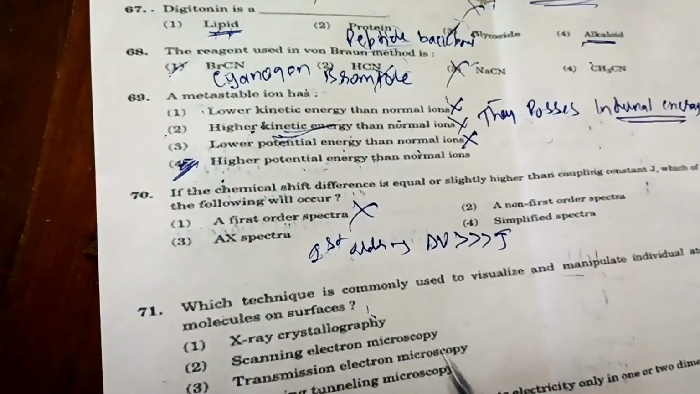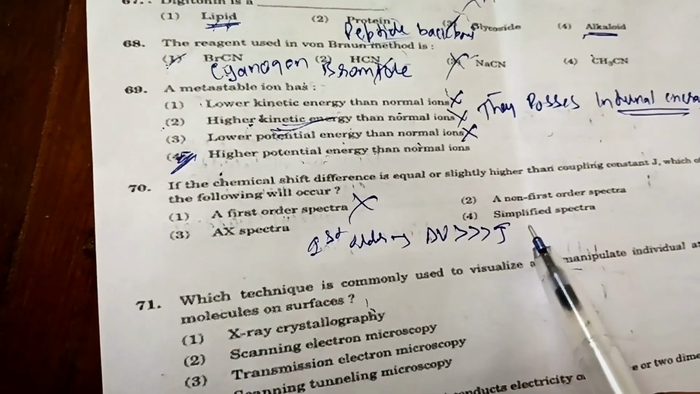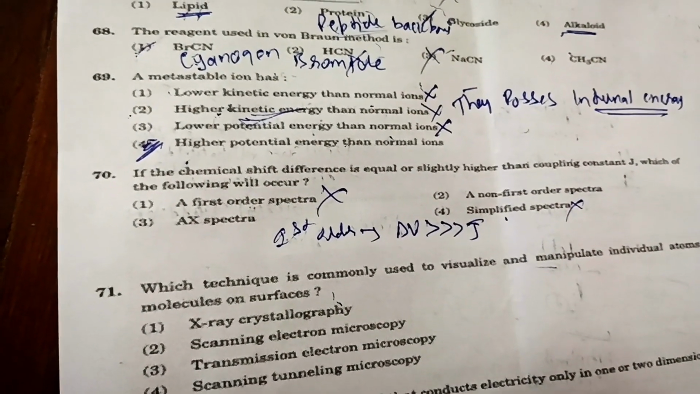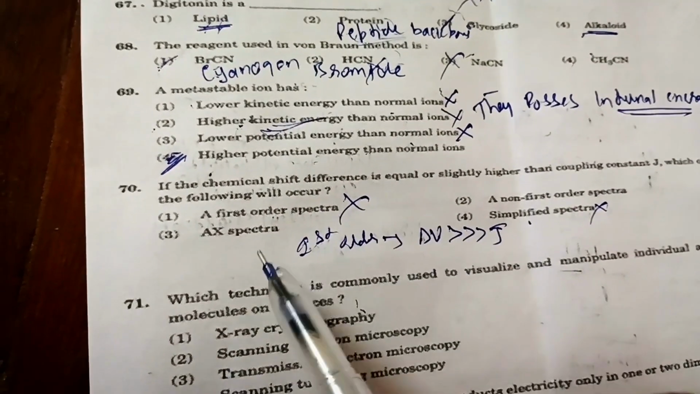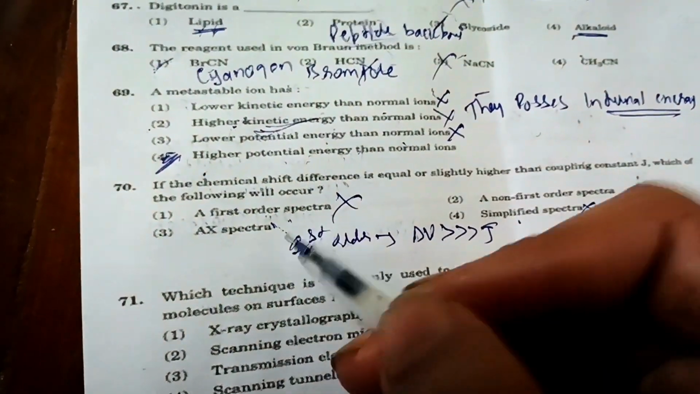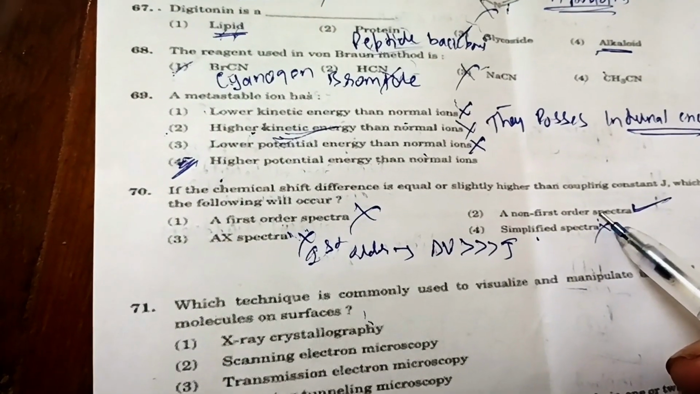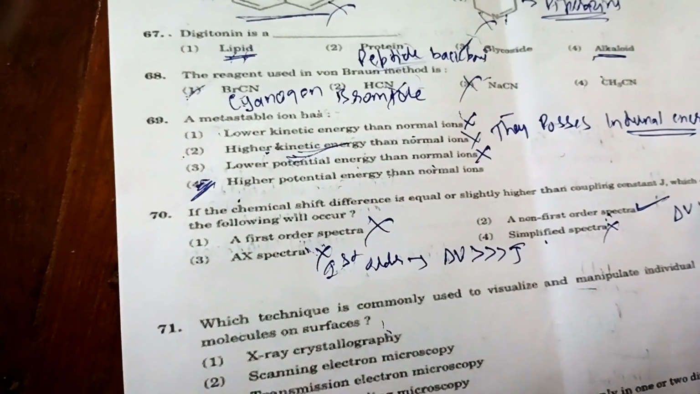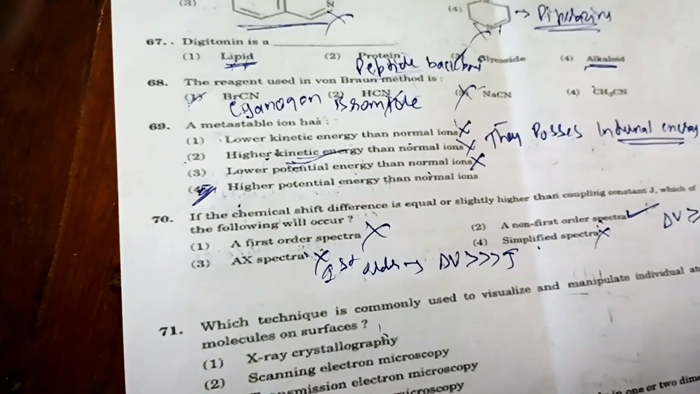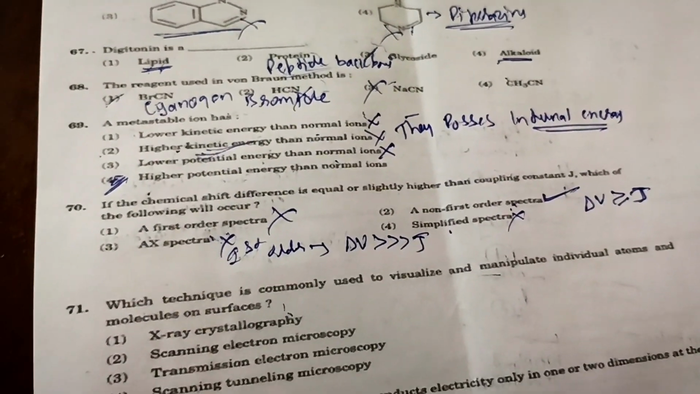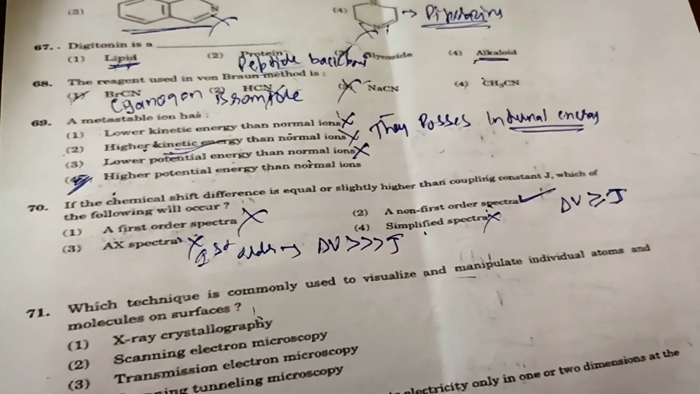And we note that for first order spectra there is a simplified spectrum, but for second order spectra it is not simplified, so the option of simplified spectra is wrong. They are just telling the properties of first order here, so AX spectra is also wrong. So here there is a non-first-order spectrum, meaning a second order spectrum. For second order spectra, delta V is slightly greater than or equal to J, since there will be a complex spectrum. Hence a complex spectrum will be apparent.